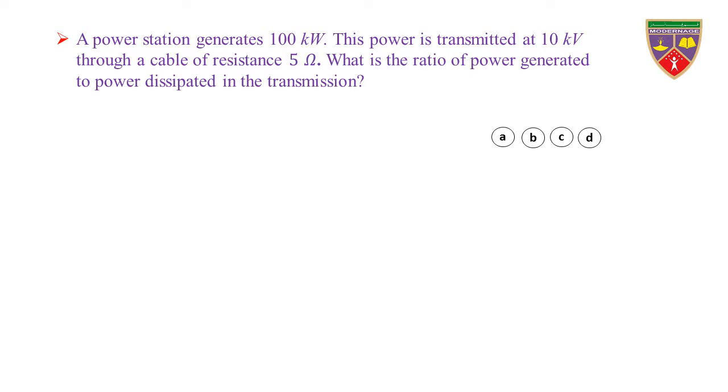A power station generates 100 kilowatts. This power is transmitted at 10 kilovolts through a cable of resistance 5 ohms. What is the ratio of power generated to power dissipated in the transmission? Option A, 1000 to 1; B, 500 to 1; C, 200 to 1; D, 150 to 1. The key is 200 to 1. Therefore, the correct option is C.